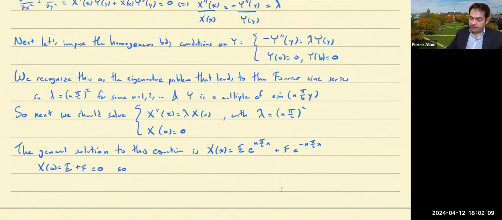So capital X is a multiple of, well, let's say it's a multiple of 1/2 of e to the n pi over L x minus e to the minus n pi over L x. So it's a multiple of this, and so it's also a multiple of 1/2 of this. And the reason I put the 1/2 is that this then has a name. This is the hyperbolic sine of n pi over L x.